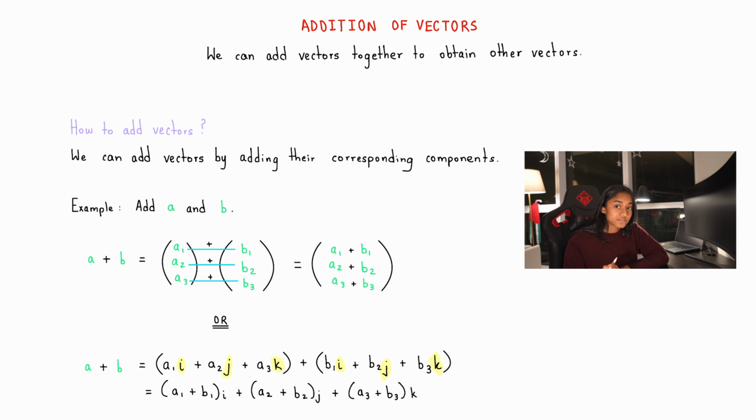However, with the unit vector form, you can see we have I, J, and K for both A and B, right? So what we're going to do is look at the coefficients of I, add them together, the coefficients of J, add them together, and the coefficients of K, and add them together. And that's how you add the vectors together. So we add these and we're going to get our resulting vector.